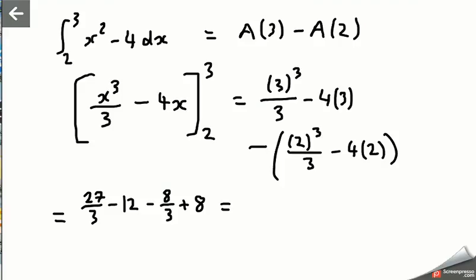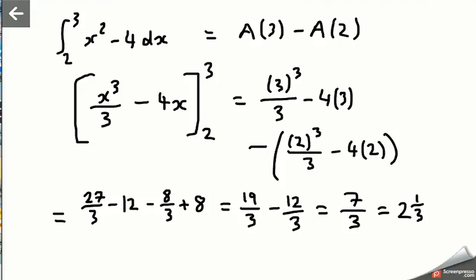Okay, well, 27 over 3 minus 8 over 3 is 19 over 3, and then negative 12 plus 8 is negative 4, which is the same as negative 12 divided by 3. And so that's equal to 7 over 3. And that's the same as 2 and 1/3, because 3 goes into 7 2 times and then 1/3 left over. 2 and 1/3.